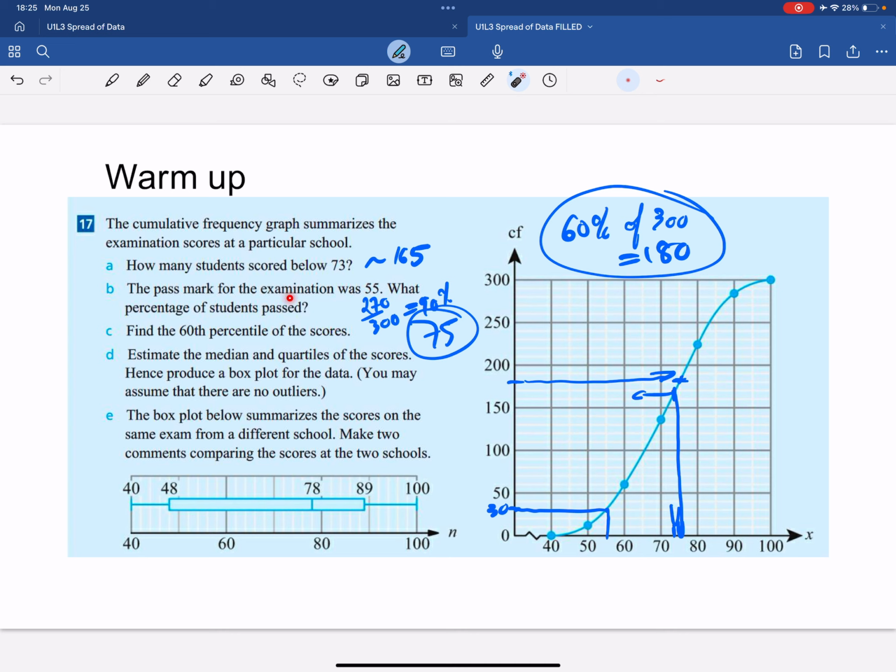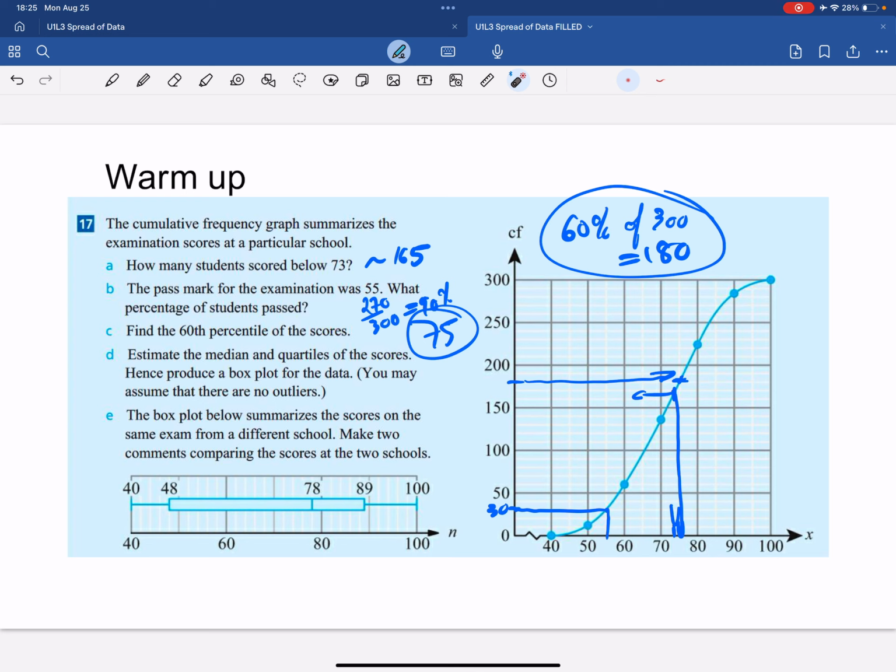If you needed a pass mark of 55, what percentage of students passed? So same idea, we can go over here, shoot over there. That looks like 30 or below. So that means that 270 over 300 is 90% of students pass, so that's good.